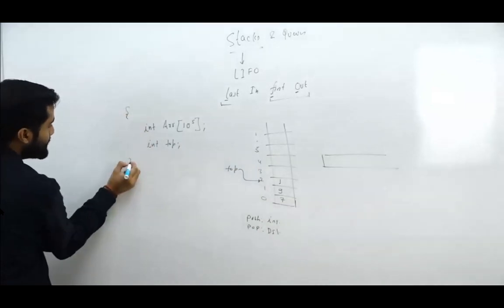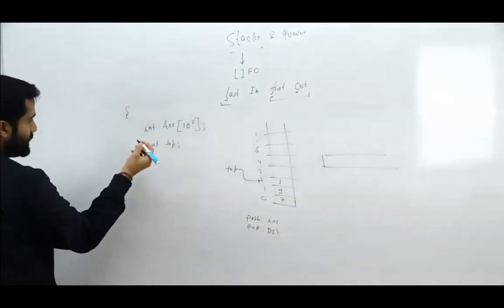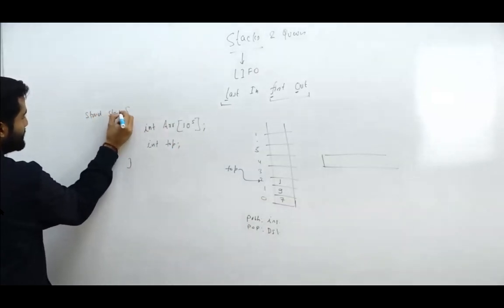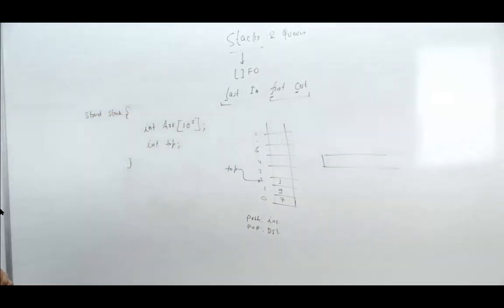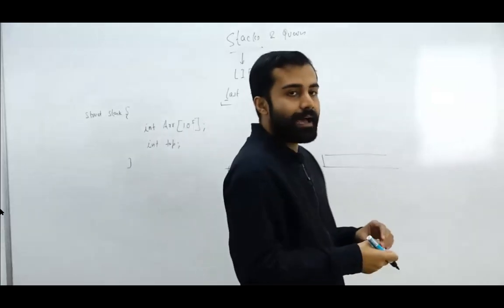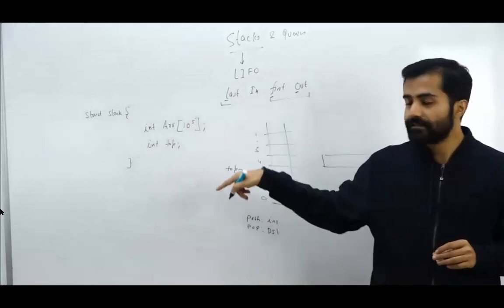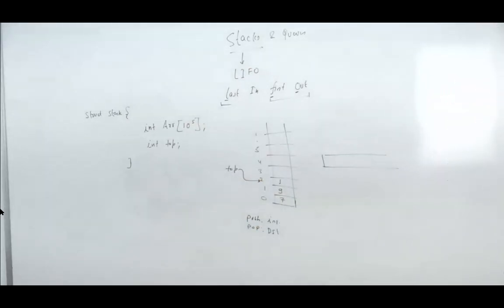Now these two things can come inside a struct. So let's call it struct stack, right? The way you had created struct for a node or class for a node, you can create the same thing for a stack. Is it making sense that why do we need these two things together for implementing a stack?